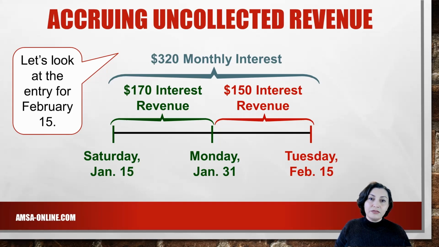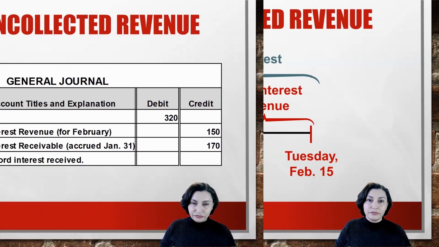Webb will receive a total of $320 on February 15th. Remember that part of the $320 has already been recognized as revenue, so you cannot record it as revenue again, as you will overstate your revenue for the month of February.